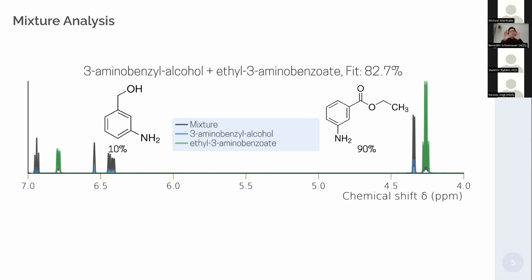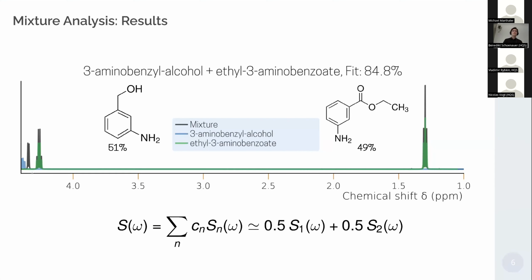So now, after this initial guess that I just put in by hand myself, we're doing our automated quantitative mixture analysis, and see what we get there. And this automation tells us, yes, there's 51% of the 3-aminobenzyl alcohol and 49% of the ethyl 3-aminobenzoate, with a slightly higher fit quality of 84.8%.